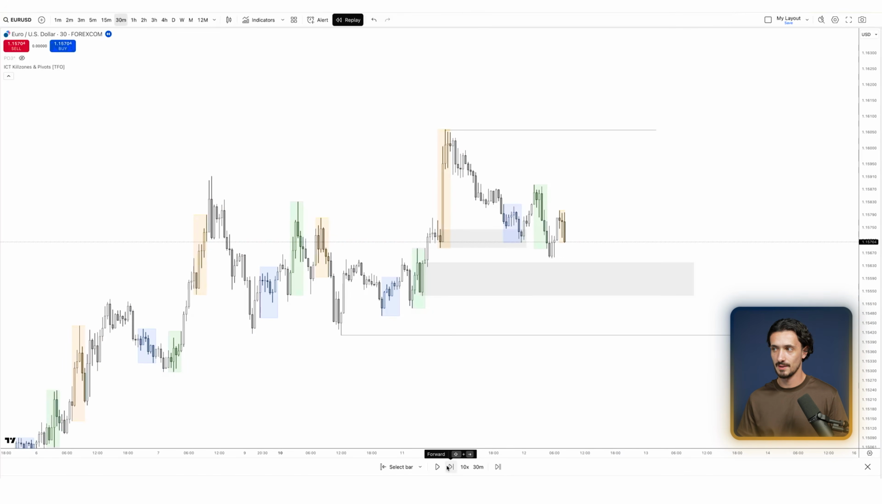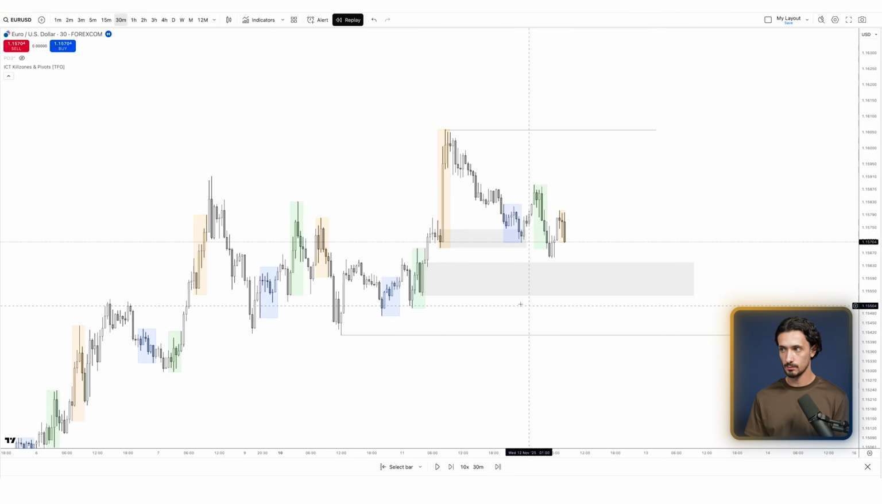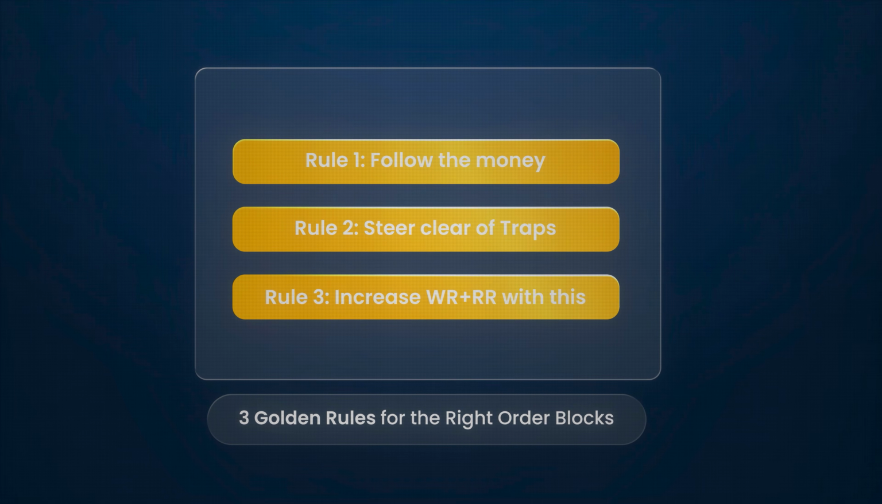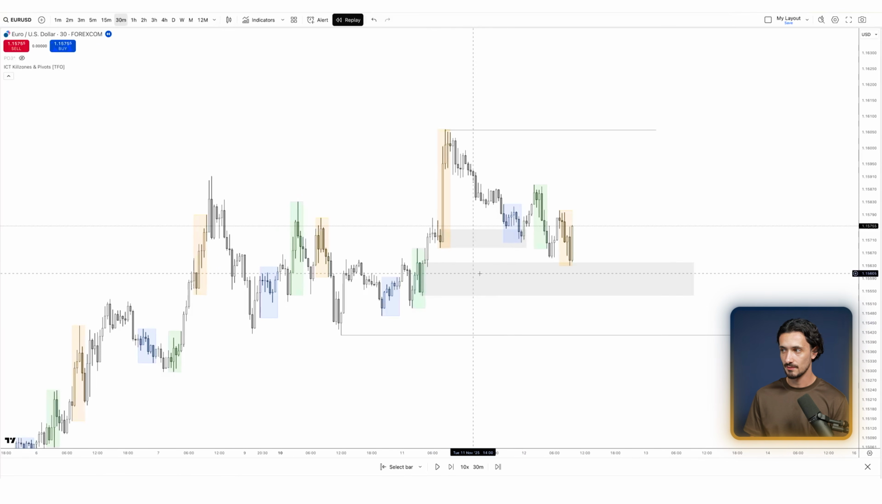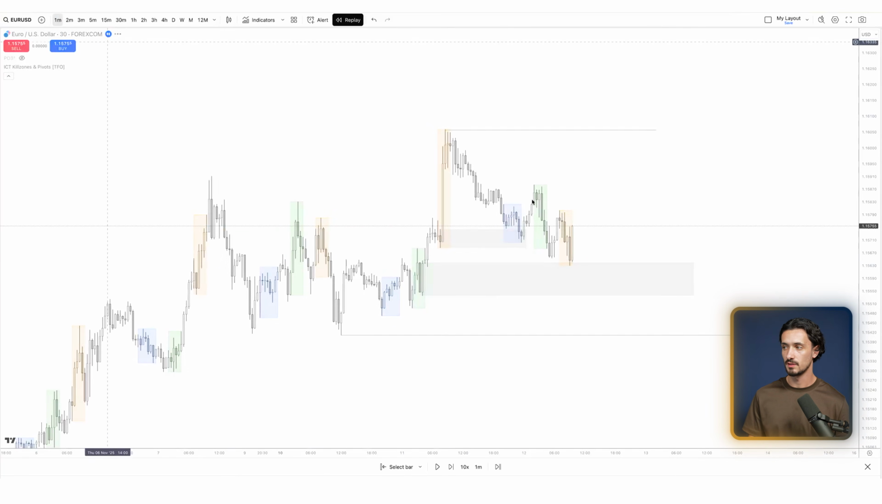It's that simple, right? Step 1, follow the money. We're bullish. Step 2, avoid the traps. Don't try to choose order blocks that are sitting on liquidity. And then step 3, confirmation. When you get into this level, simply wait for the right confirmation.